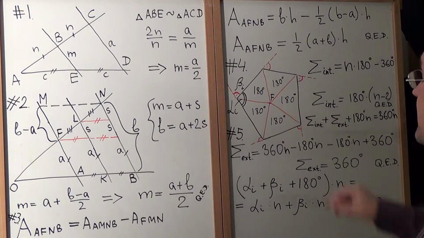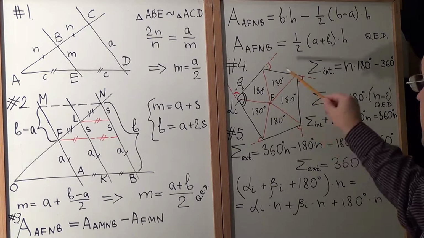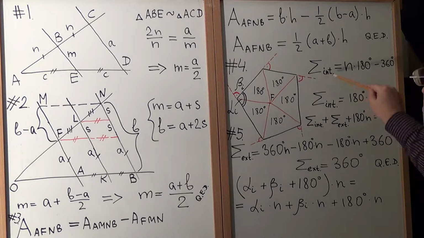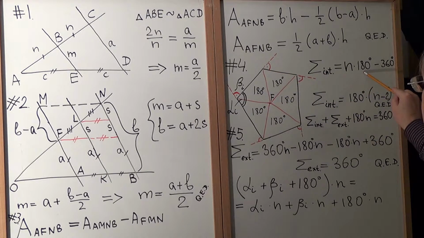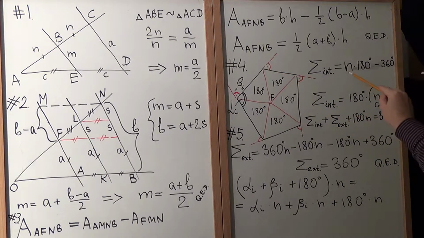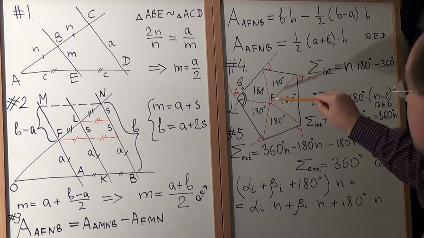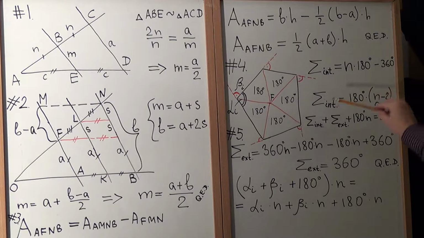Every triangle has sum of internal angles 180 degrees. So the sum of internal angles of a polygon will be 180 for one triangle times n, because we have n triangles, minus this circle around here, which is 360 degrees. Simplify and we'll get our formula.